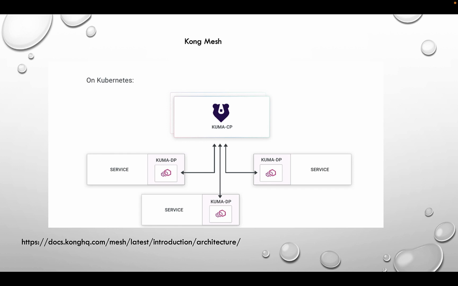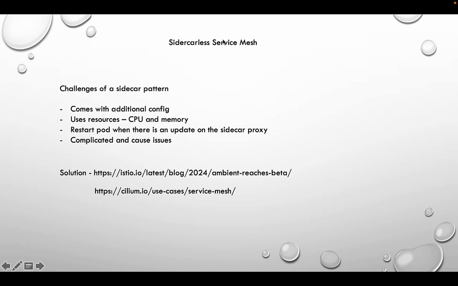But it depends on what your requirements are, and sometimes a lot of teams opt for sidecarless. So what does sidecarless mean? The sidecar pattern has a lot of advantages, but sometimes it comes with additional configuration: in every pod and namespace, you have to have the sidecar injection. Of course it will use CPU and memory, and if there is a new release of the sidecar, then you will definitely have to restart your pod. And sometimes debugging can be difficult in a Kubernetes cluster with multiple services.